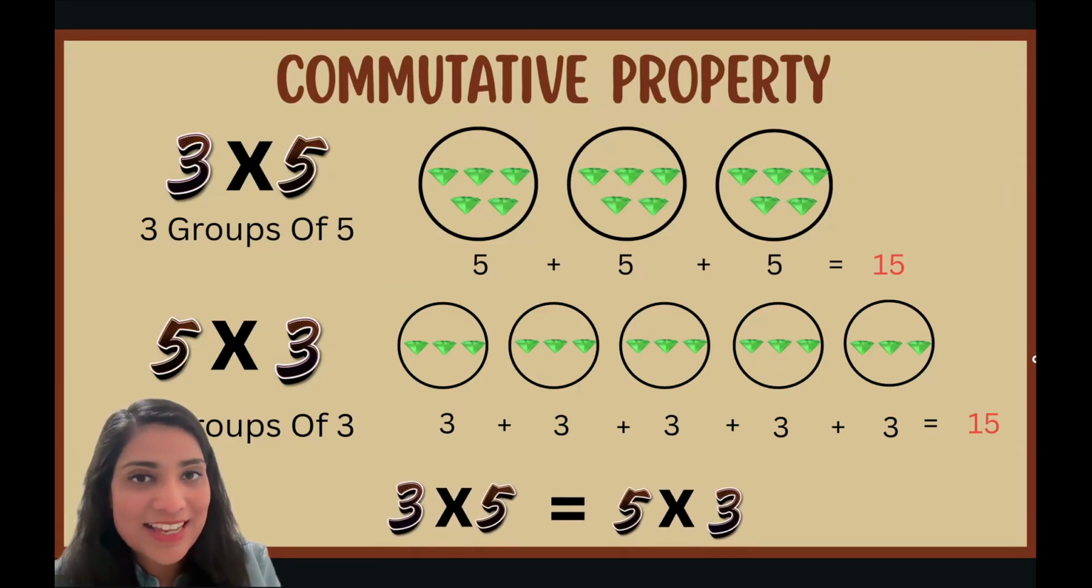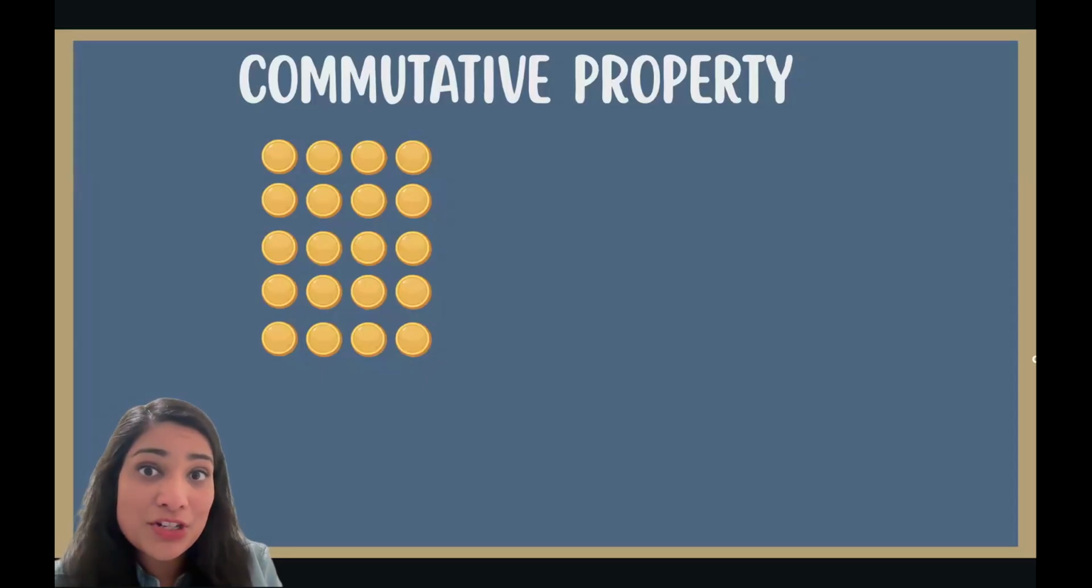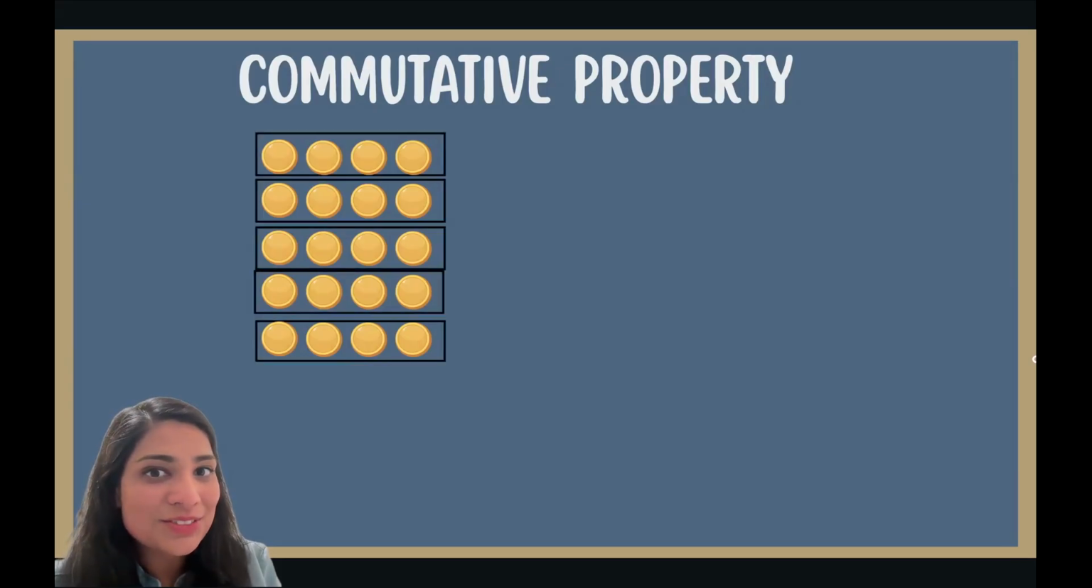Let's do another test. Multiplication can be shown using arrays. So I want to find out how many total coins are here. I arrange them in an array. Now, what do I do? I find the number of rows. How many rows are here? Let's count together. 1, 2, 3, 4, 5. 5 rows. And how many coins are there in each row? 1, 2, 3, 4. 4.